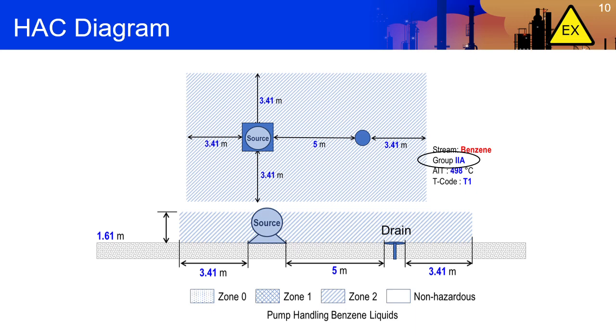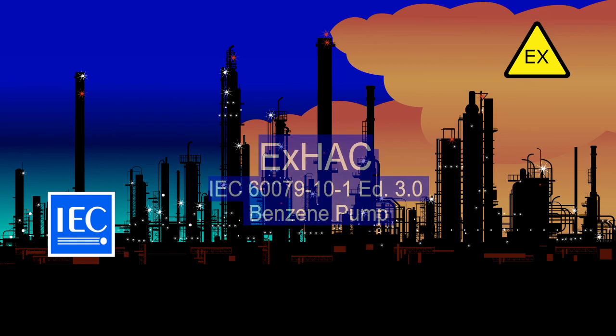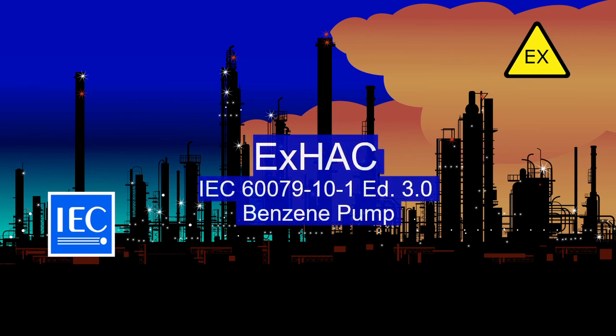The group classification was defined as Group 2A. And the auto-ignition temperature defined as 498 degrees Celsius, corresponding to a T1 IEC temperature code. Our hazardous area classification design, for this benzene pump application, is now complete.